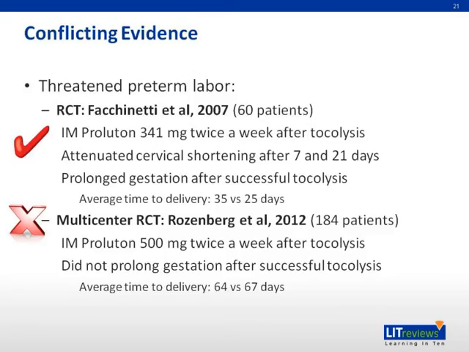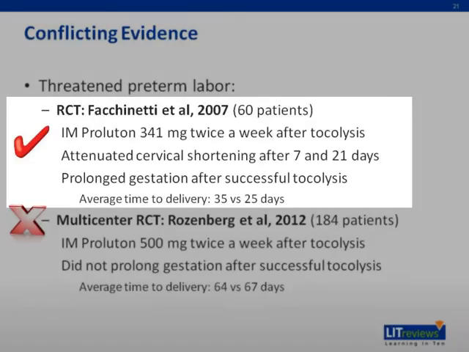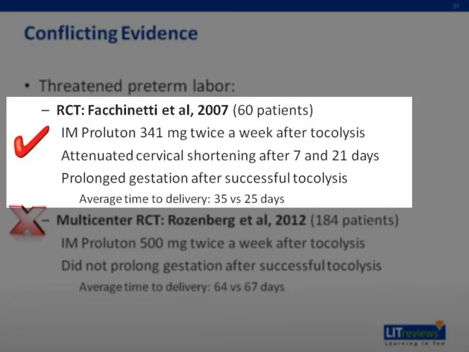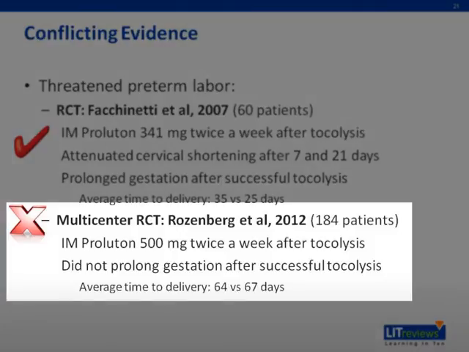In terms of threatened preterm labor, there is conflicting evidence on the use of Proluton in management. The RCT by Fashionette et al. in 2007 showed an increase in the average time to delivery. However, another multi-centered RCT by Rosenberg et al. in 2012 reported no differences in the average time of delivery with the use of Proluton.